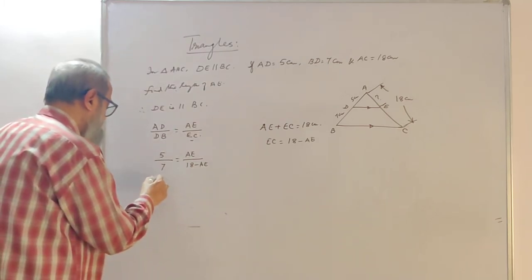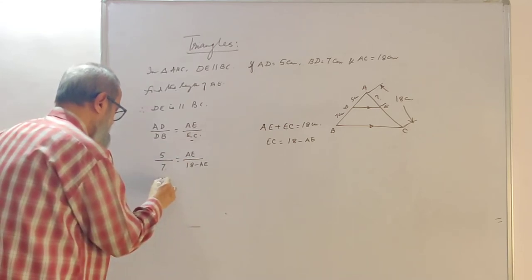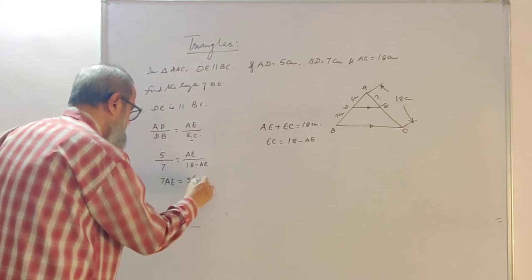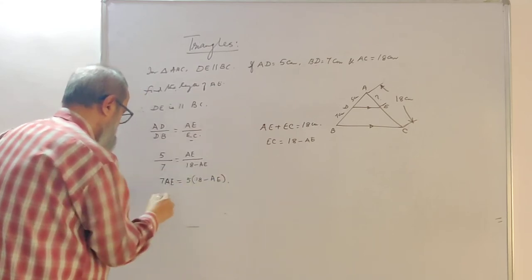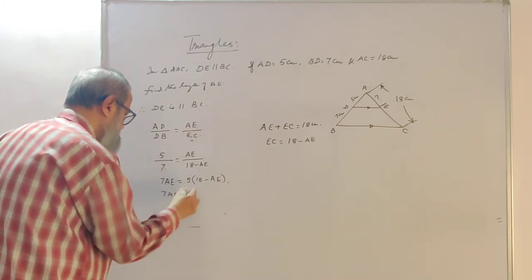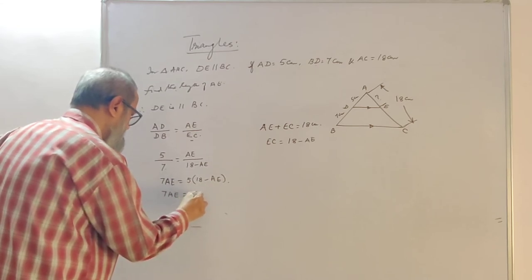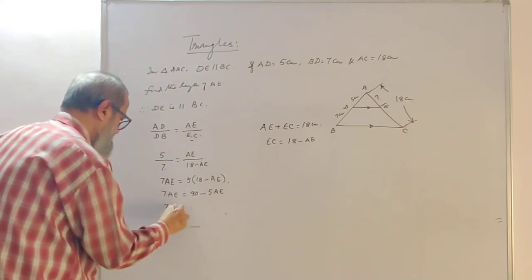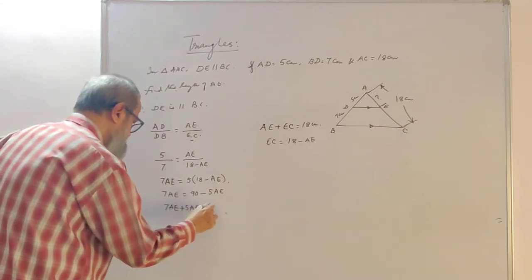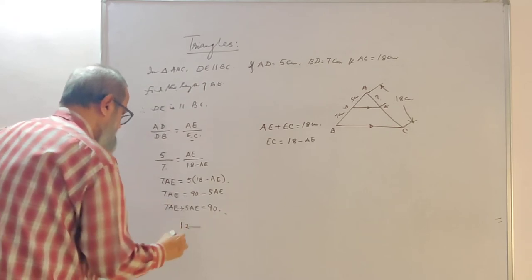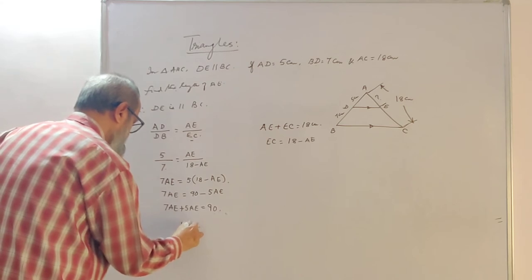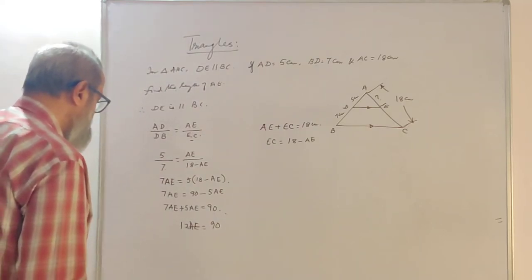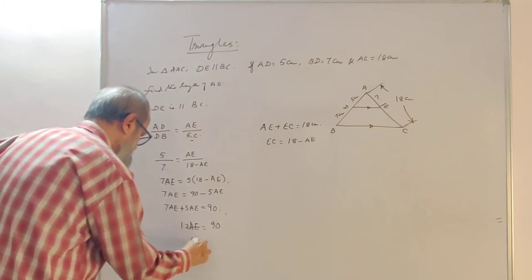Now cross multiplying, 7AE is equal to 5 into 18 minus AE. So 7AE is equal to 90, 5 into 18 is 90, minus 5 times AE. Now this 5AE, if I take this side, 7AE plus 5AE is equal to 90. So 12 AE is 90. So AE will be equal to 90 by 12.